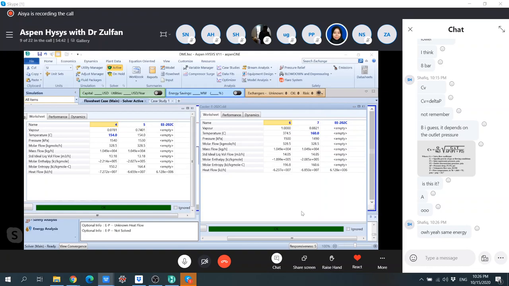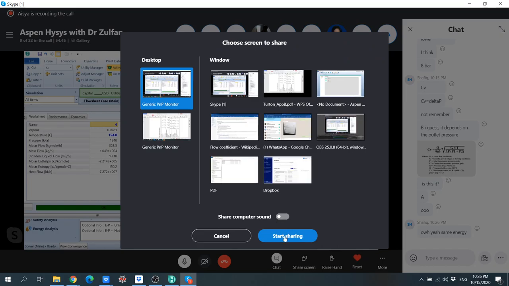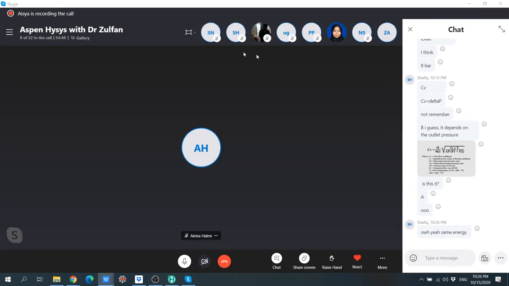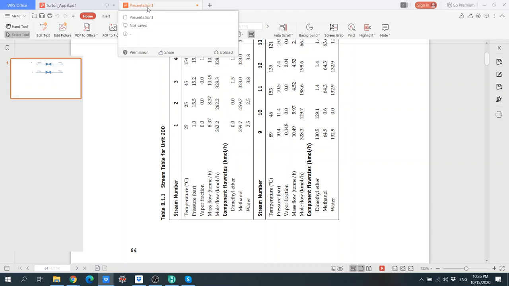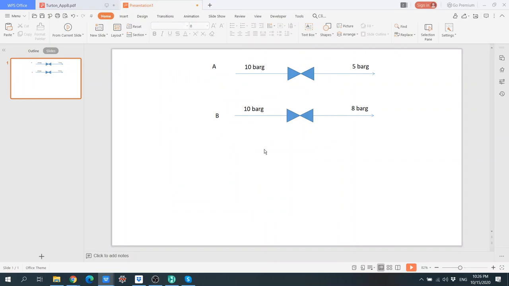Can you imagine? I will share my screen and then you start sharing. Don't forget to save your work. I don't know what happens, why is this so slow? So now, this is my thingy. My computer is doing something else.